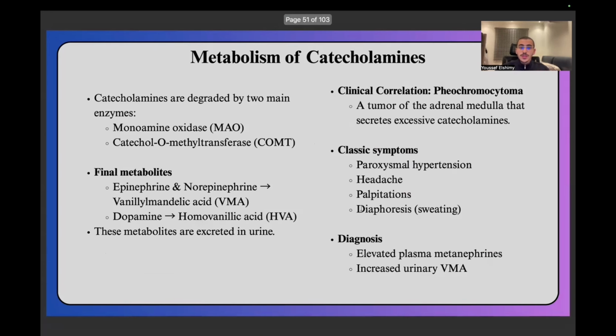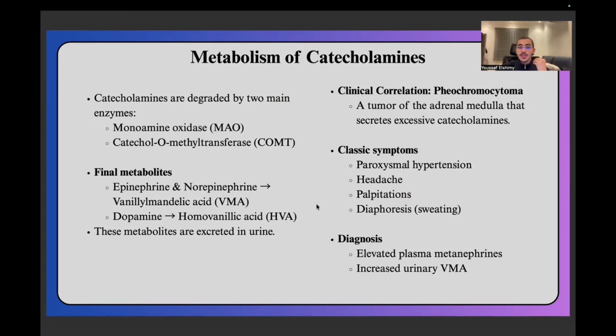Okay. So after you produce the catecholamines and you want to metabolize them, these catecholamines are degraded by two main enzymes. We have the MAO and the COMT, the monoamine oxidase, as well as the catechol-O-methyltransferase, the COMT. The final metabolites would be, epinephrine and norepinephrine are converted to vanillylmandelic acid, which is VMA, and dopamine is converted to homovanillic acid, or HVA. One thing to notice is that the adrenal medulla also produces dopamine, but a very little amount. It's not significant. What I want you to focus on is the epinephrine and norepinephrine. The end metabolites are the VMA, and these metabolites are excreted in urine.